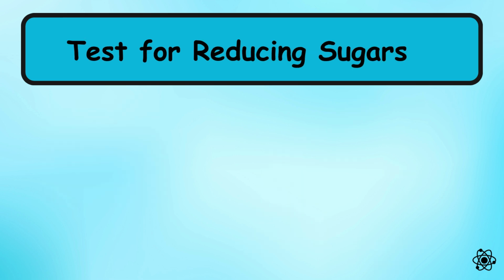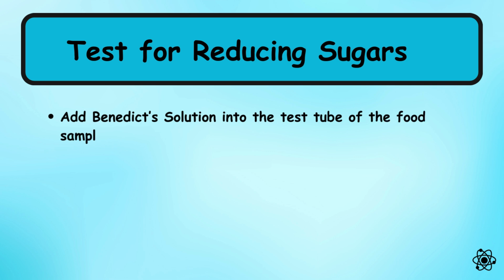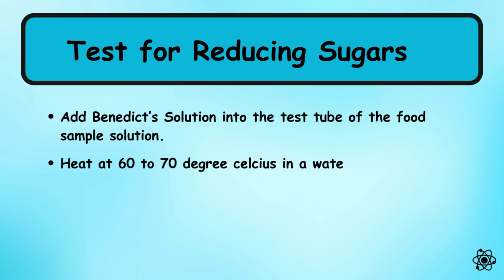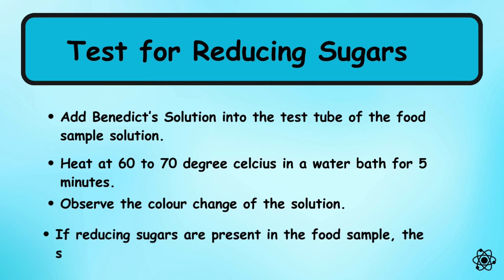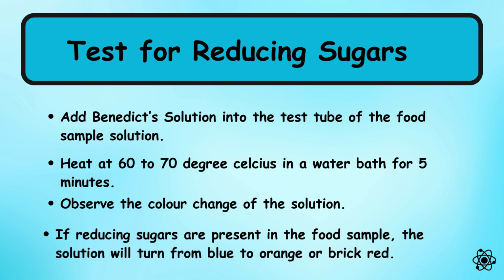The next food test is for reducing sugars. We must first add Benedict's solution into the food sample solution in the test tube. Heat at 60 to 70 degrees Celsius in a water bath for 5 minutes. Take the test tube out of the water bath and observe the color. If reducing sugars are present in the food sample, the solution will turn from blue to orange or brick red.